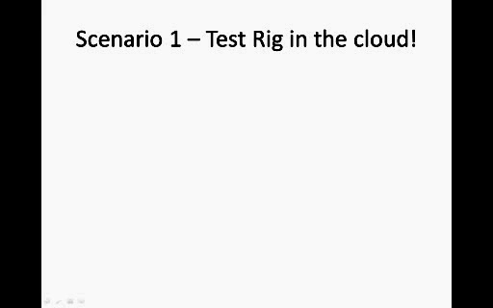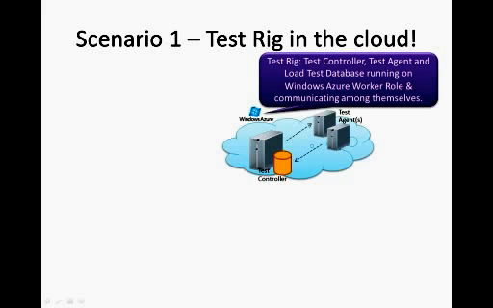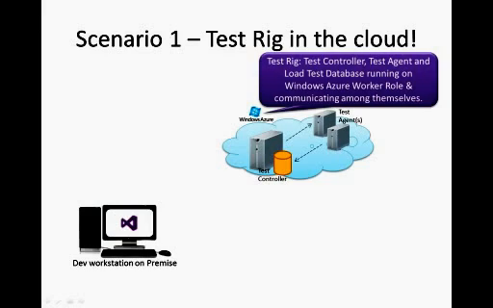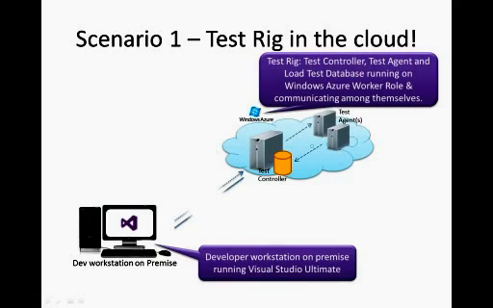The first scenario that I intend to discuss today is running your test rig in the cloud. So the test rig would comprise of a test controller, a test agent, and a load test database running on the Windows Azure worker role and communicating amongst themselves. The dev workstation would be a normal dev workstation on-premise running Visual Studio Ultimate. And then the communication between the on-premise dev workstation and the test rig in the cloud would be enabled using Windows Azure endpoint.